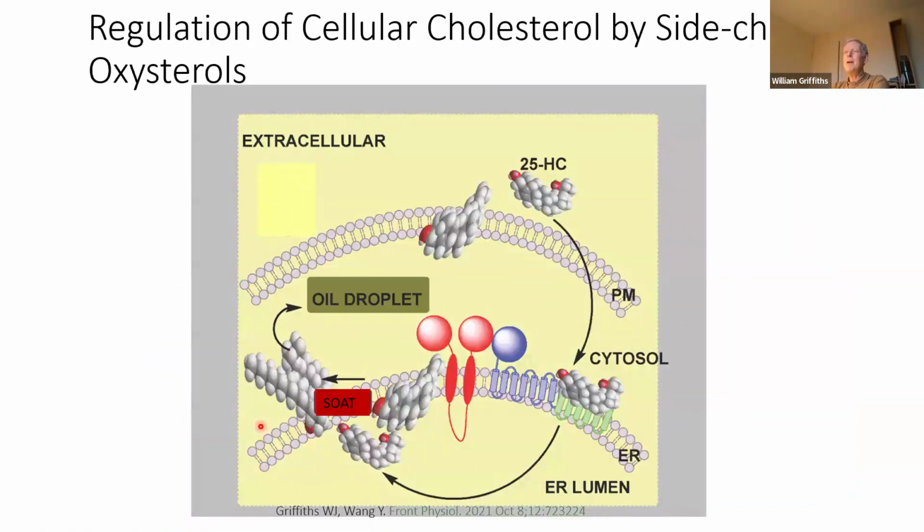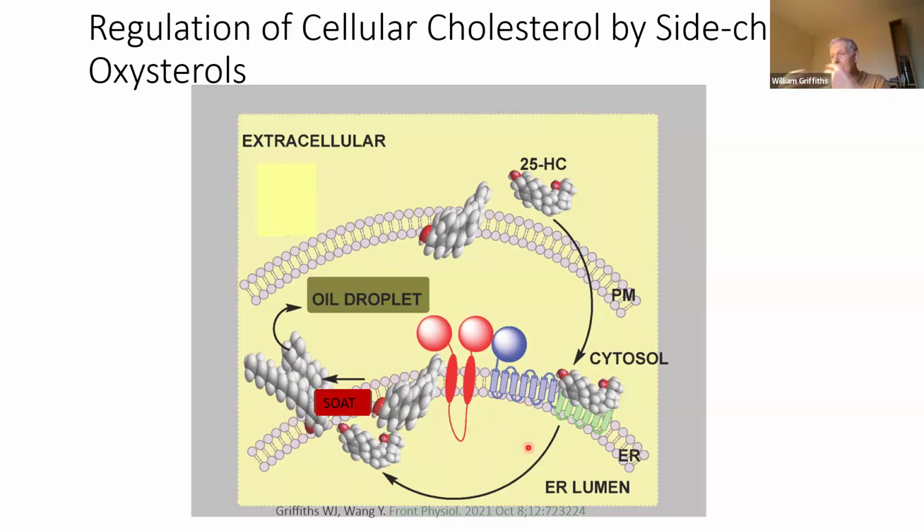I think probably the most important function, at least of the side chain oxysterols, is in the regulation, the fine tuning of cholesterol synthesis. For example, this 25-hydroxycholesterol can be made by a cell, secreted by a cell, and have an effect on a neighboring cell, because 25-hydroxycholesterol and these other oxysterols cross membranes really quickly. So it can shoot across a plasma membrane, get to the ER, and turn off cholesterol synthesis in a neighboring cell. It'll also activate SOAT.